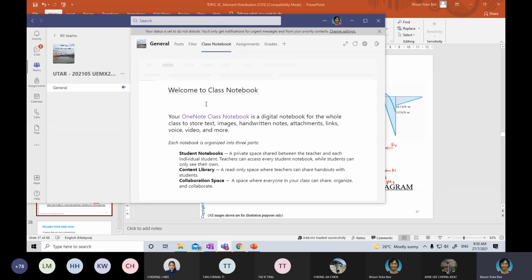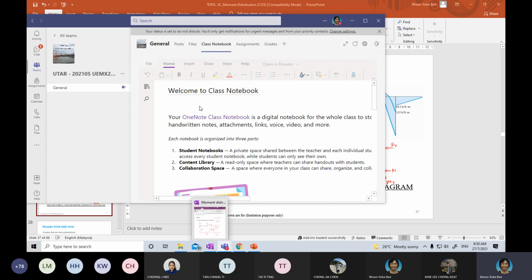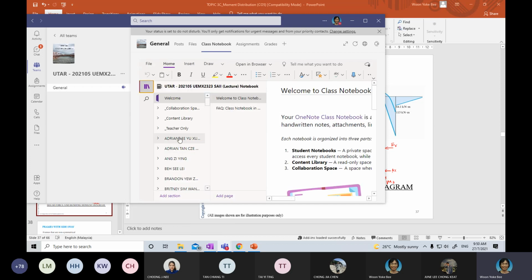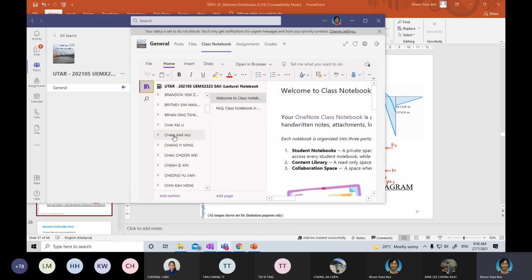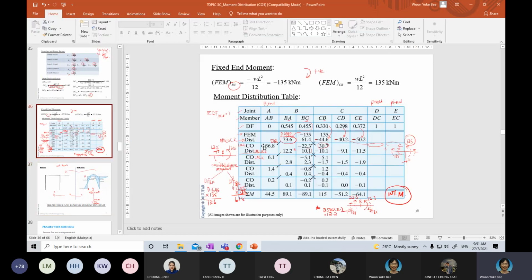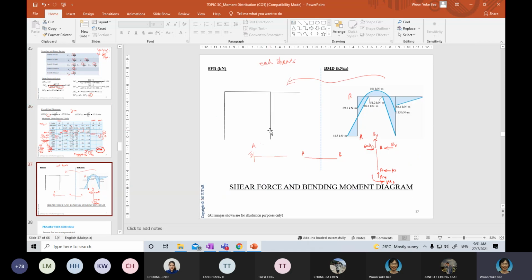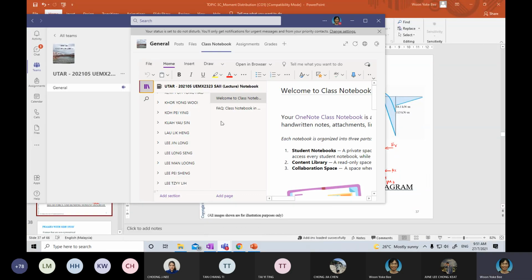What I need you to do is, you will find that on your class notebook, you will have a class notebook here. When you submit it, what you submit to me will appear under your own name. For me, I can access each and every student here. All of your names are here. So when you submit into your own class notebook, what I want you to do is submit the step between here to here. Show me your working, submit it down here.